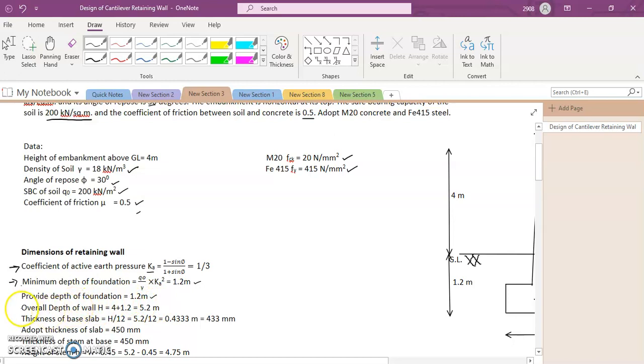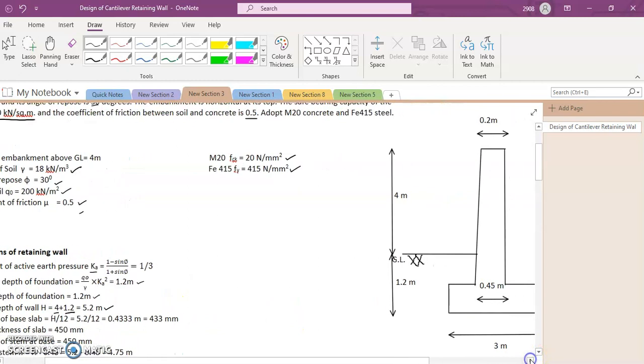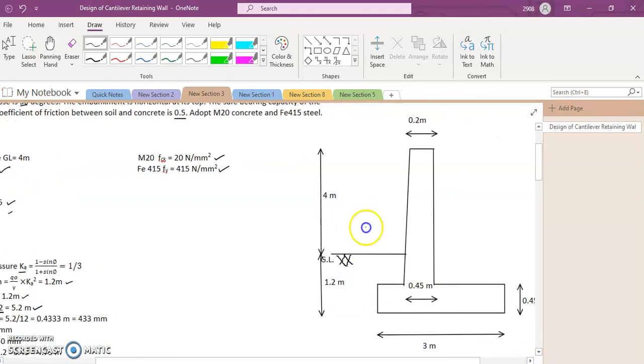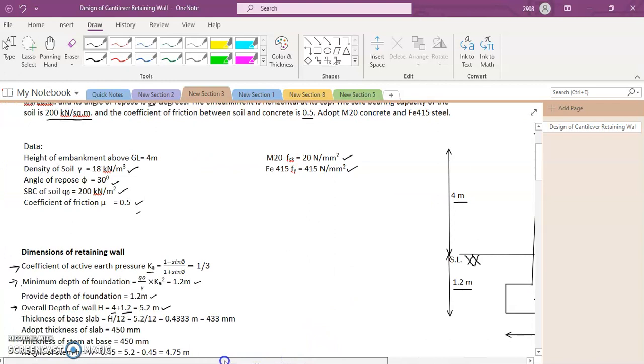Now the overall height of the wall will be the height of the embankment, which is 4 meter, and the depth of the foundation we have just calculated. So it comes to 5.2 meters. On the right hand side, you see the figure. This is 4 meters of the embankment, and this is 1.2 meters of the foundation. So the total height is 5.2 meters.